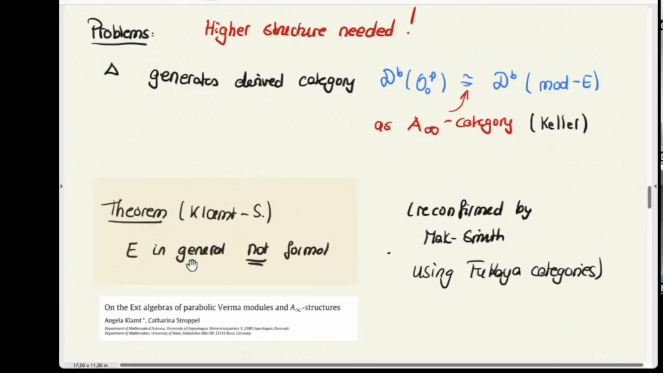And what we could show in an older paper is that this algebra E is in general not formal. In general, we have higher multiplications. So in the above examples of P^n, or this maximal parabolic of this special type, it is still formal because it's too small. But if you go to the Grassmannian Gr(2,4) case, it's not formal. And this was reconfirmed recently in terms of symplectic geometry using Fukaya categories by Mak and Smith.